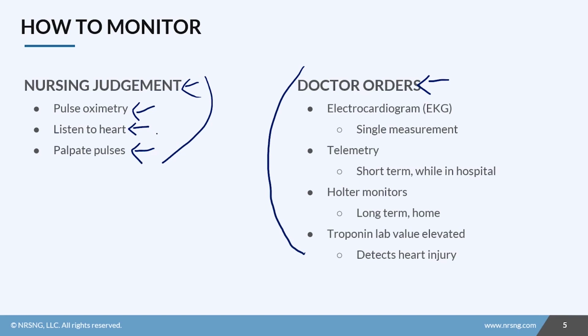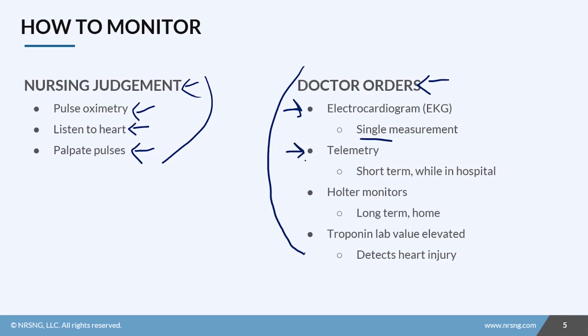Now, if you're concerned about your patient's heart, you may need to call the doctor and get different orders. For example, if your patient is having symptoms or their pulse is feeling off, you may decide that it'll be helpful to monitor their heart. Doctor's orders that we may implement include an electrocardiogram, which is a single measurement. And so EKGs are a little more advanced than just telemetry because they can show if a patient has had a heart attack or something recently that may have occurred with their heart.